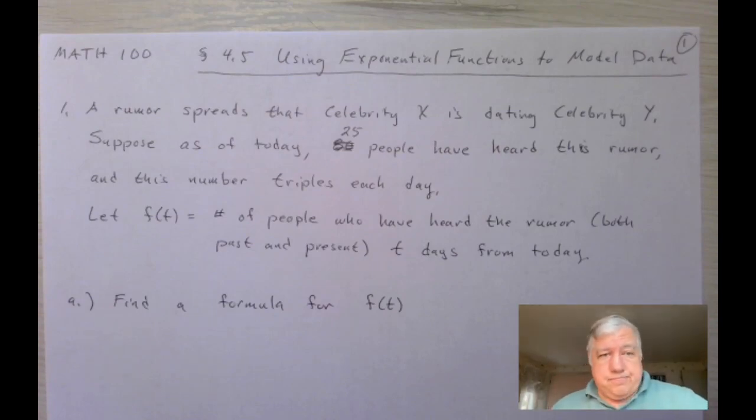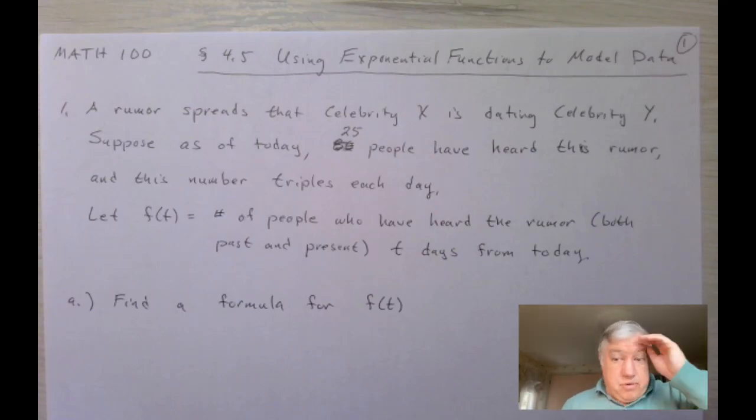So in this first example, we have a rumor that spreads that celebrity X is dating celebrity Y. Now, we're not going to worry about who X and Y are or what we mean by dating, but we're just going to focus on the rate at which the rumor is spreading. And suppose as of today, 25 people have heard of this rumor, and this number triples each day. That is, the number of people who have heard the rumor triples each day.